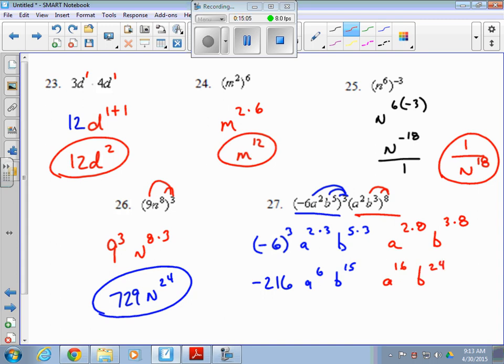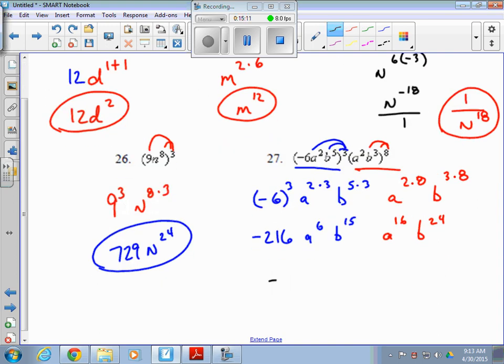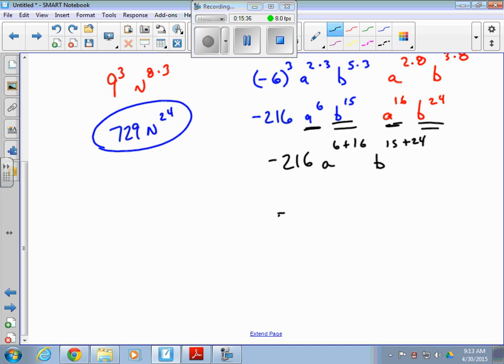Almost finished. Our constant is already finished, negative 216. So all we need to do is bring that one down. You're multiplying all of these numbers, A and B, but they have different exponents, but you can still multiply them. A times A means you add the exponents 6 and 16. And B times B means you add those exponents 15 and 24. Again, almost finished. Negative 216. A to the 6 plus 16 is 24th. B to the 15 plus 24 is 39th. That's finished.